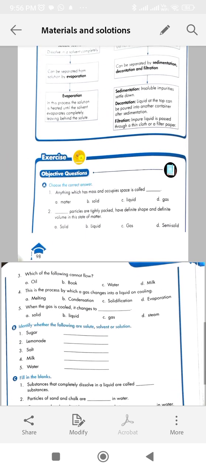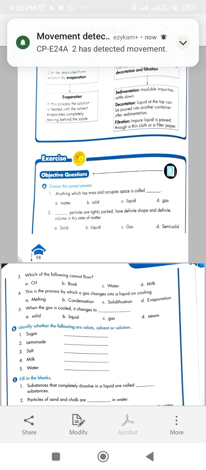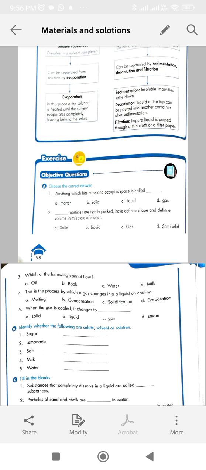Now question and answer. Objective questions. Choose the correct answer. Anything which has mass and occupies space is called A. Matter, B. Solid, C. Liquid, D. Gas.